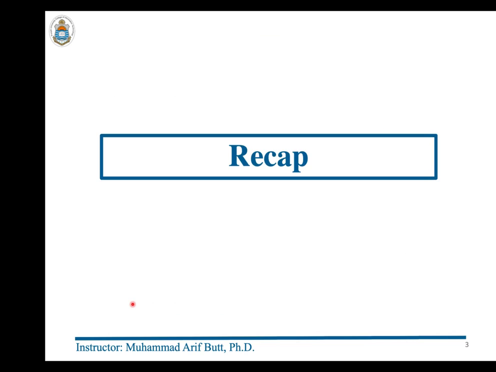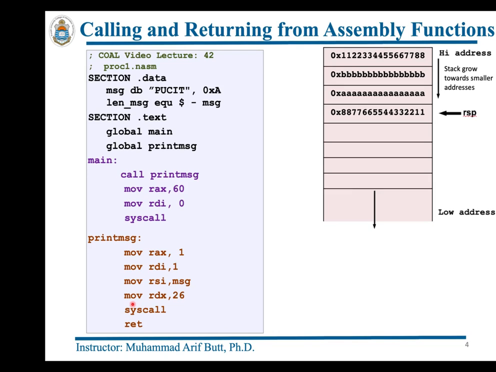Okay, so first, quick recap. We have seen this code in lecture 42 to understand the shifting of flow control from the caller to the callee and then back. Well, this call instruction first saves the return address, that is the address of the next instruction in sequence, by pushing the contents of RIP register on the stack over here. And this is how it is done.